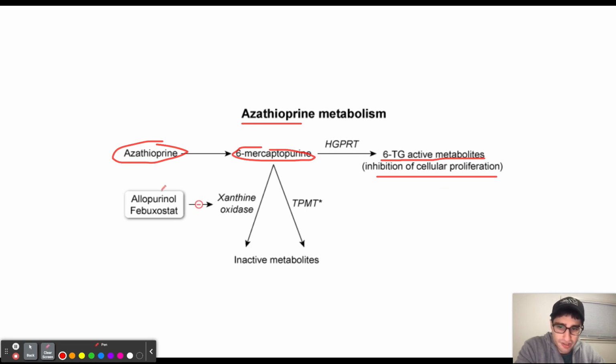But before moving on, let's just quickly point out that allopurinol and febuxostat are going to be drugs that we use in treating chronic gout, and they work by inhibiting xanthine oxidase. And one thing that we want to keep in mind is that 6-mercaptopurine is going to be metabolized by xanthine oxidase. So as a result, if we are using these two chronic gout drugs, we want to make sure that we reduce the levels of azathioprine because we're going to be metabolizing less of it to make it inactive.